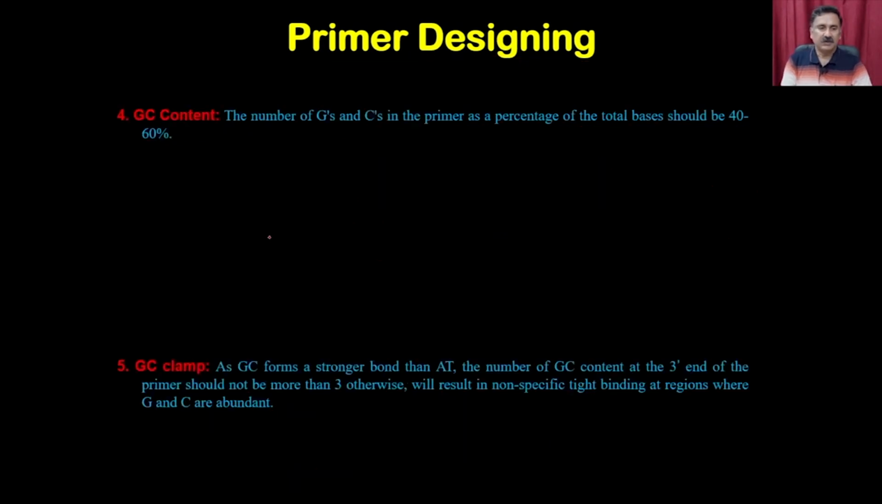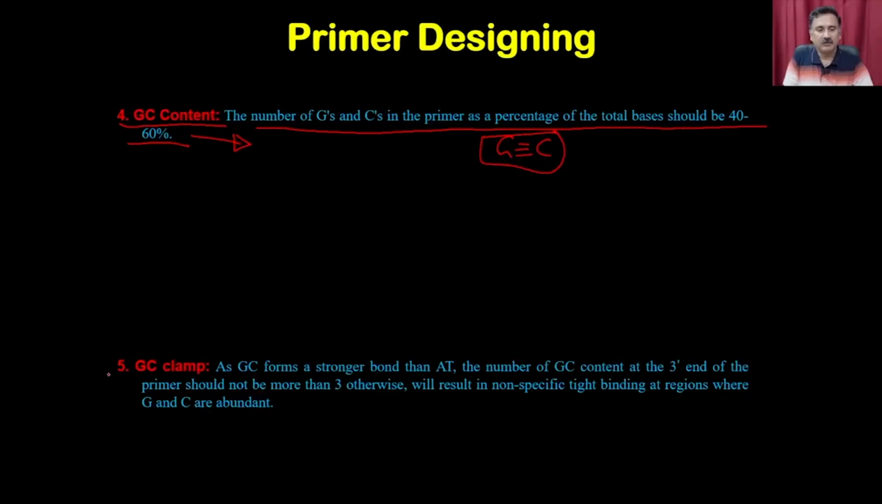The fourth is you also have to take care of the GC content. The number of GCs in the primer as a percentage of total bases should be between 40 to 60 percent, because every G has 3 hydrogen bonds with the C, and that's why it provides better specificity and better strength for the primer to anneal to the template.